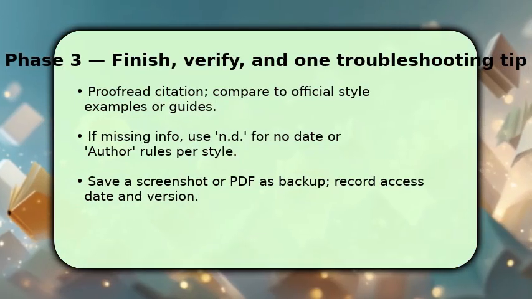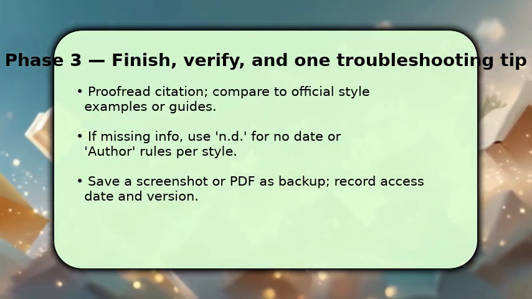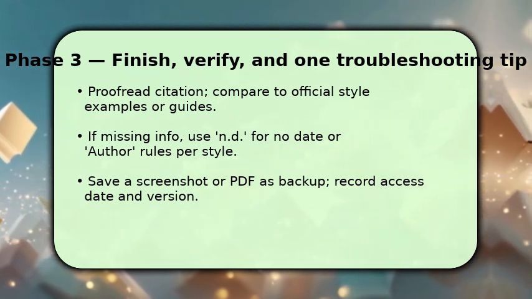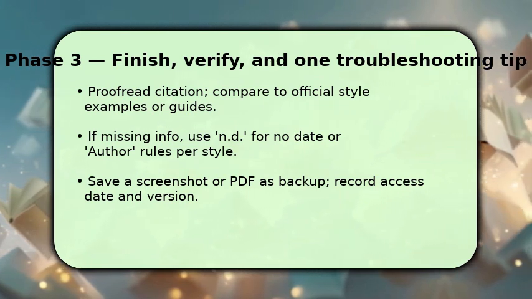To finish, proofread every element for spelling, punctuation, and order, then compare your result to an official style example. If key details are missing, use the style's convention, such as ND for no date or follow author substitution rules.